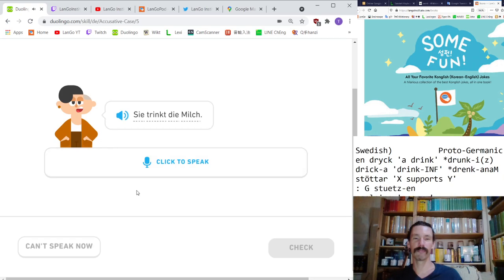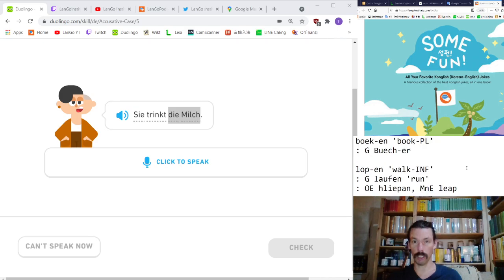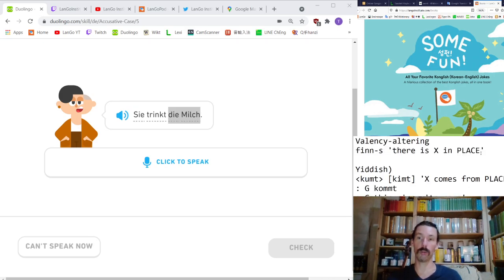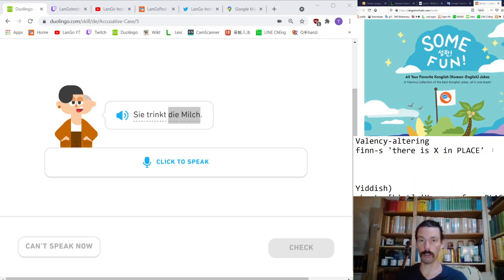Sie trinkt die Milch. Okay. Direct object, Milch, accusative in the neuter and the feminine, das, die. These cases, nominative, accusative, they look alike. So let's do a quick recap. I'm going to be throwing out these fancy grammar terms quite a bit. Let me give you a little guide to it.